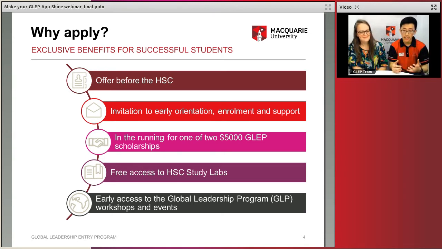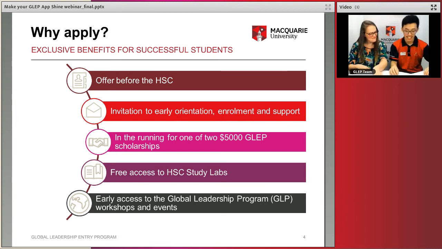And again, those students who are part of the Global Leadership Entry Program will also have access to our HSC study labs to really help you work through those exams and alleviate some of that stress that way. And finally, if you gain entry through the Global Leadership Entry Program, you'll also have early access to the Global Leadership Program, workshops and events on campus, which Annika will distinguish between and go through in more detail.